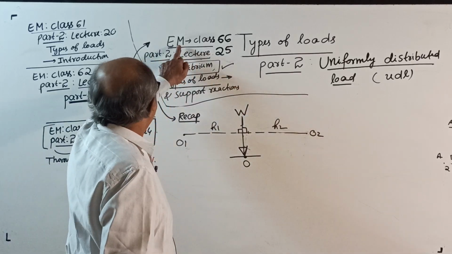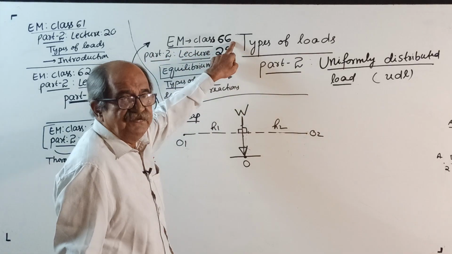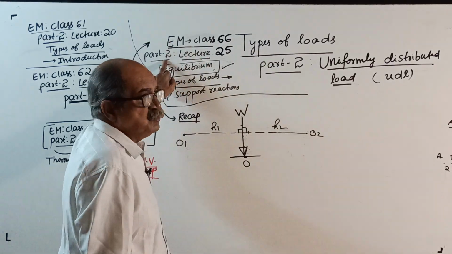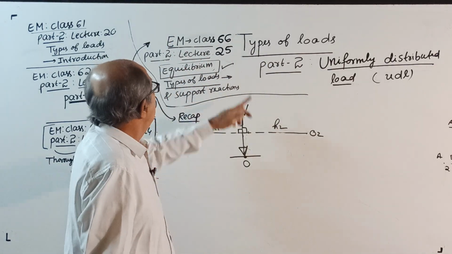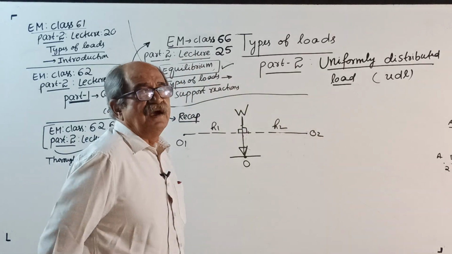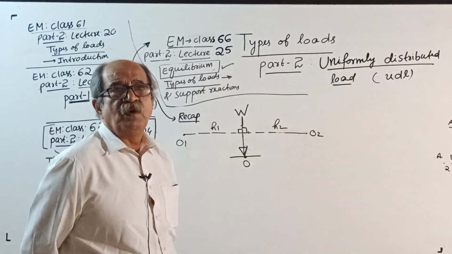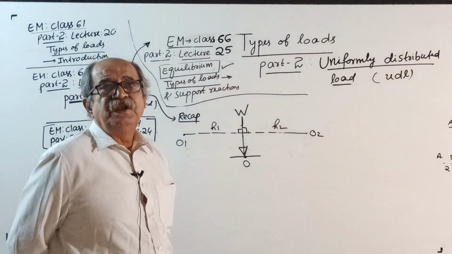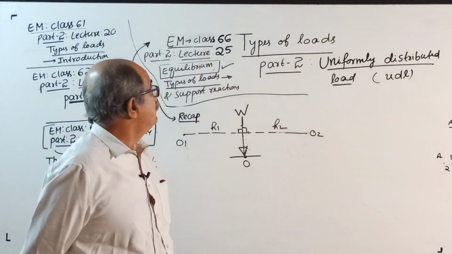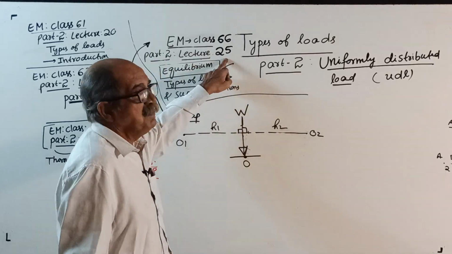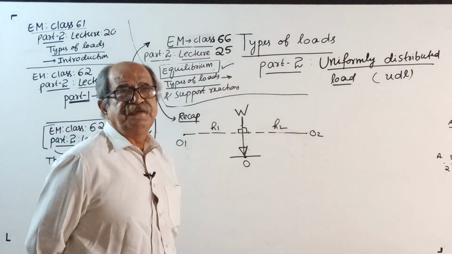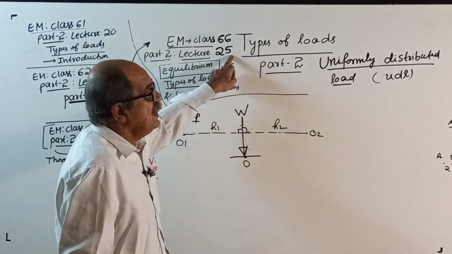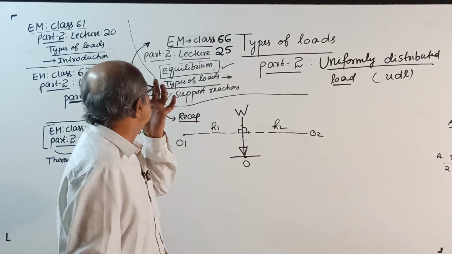Today is Engineering Mechanics class 66, main class number. We are in part 2 of Engineering Mechanics. See, part 1 was class number 1 to 41. Class 2 started from 41, 42 onwards. But each part has a separate lecture number. Part 1 is lecture number 1 to 41. Part 2, once again lecture number 1, we have gone to 25 now.